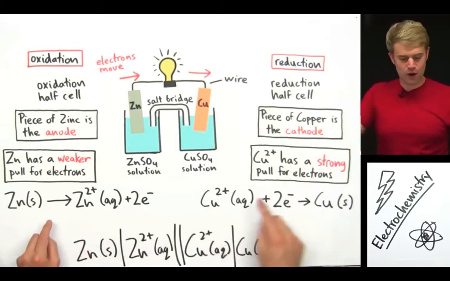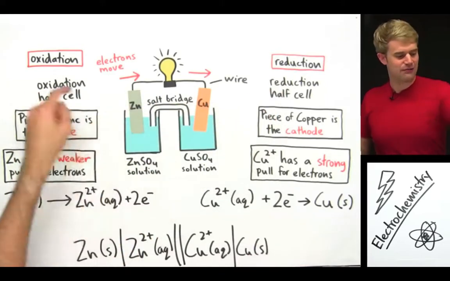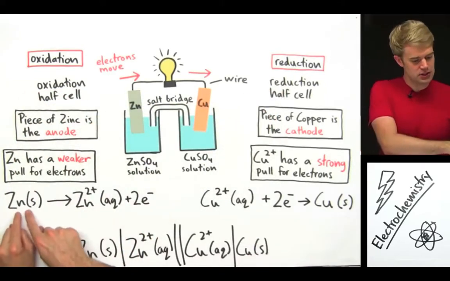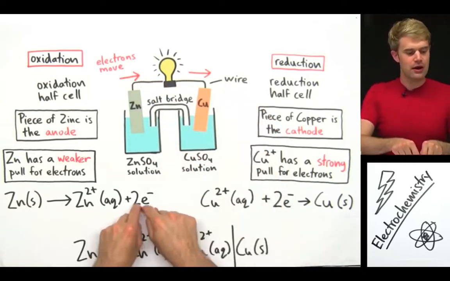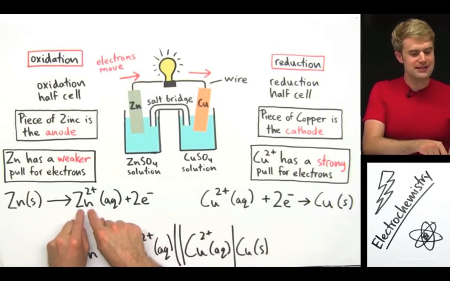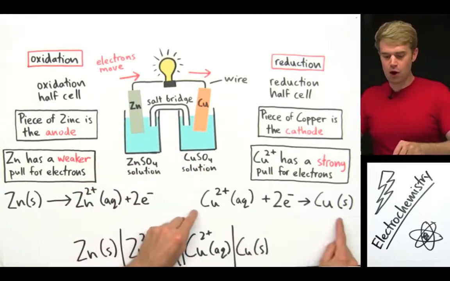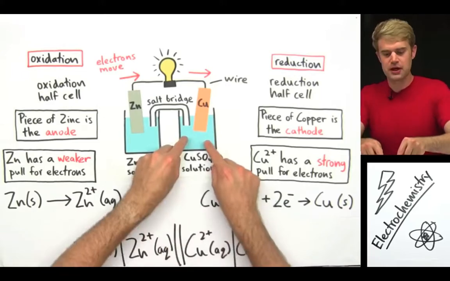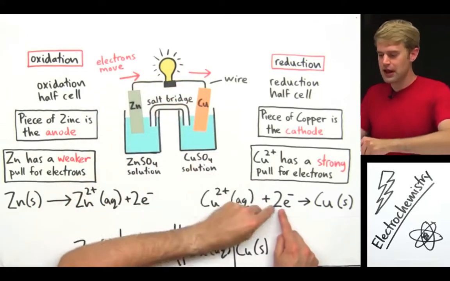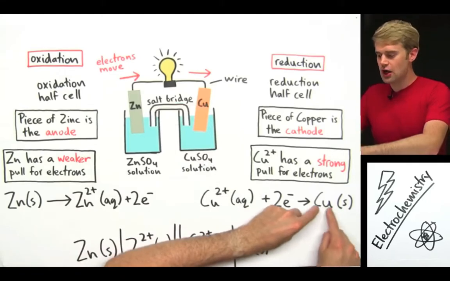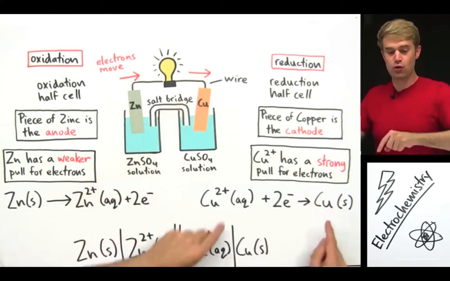Then finally, we can write half reactions for the two processes that are happening in the different half cells. Here is solid zinc losing 2 electrons because they're moving out to turn into a zinc 2 plus ion, which is going to enter the solution. And then over here, Cu2 plus ion that's in the solution gains 2 electrons and turns into solid copper. It's going to attach to this metal right here.